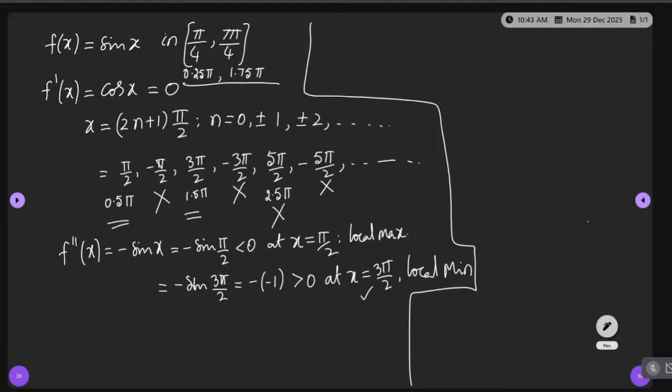The profile of the arch follows the equation y equals 2x minus 0.1 x square, where y is the height of the arch in meters.